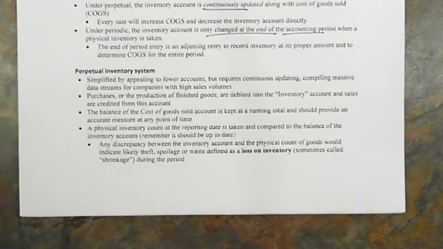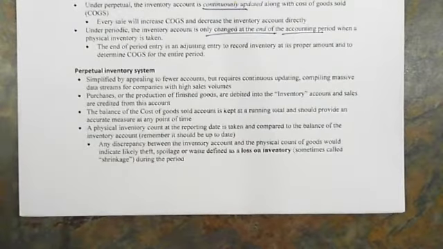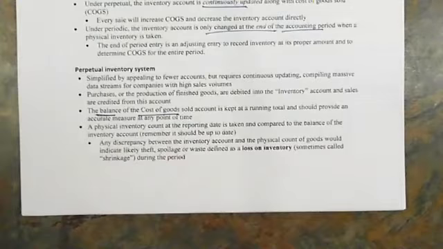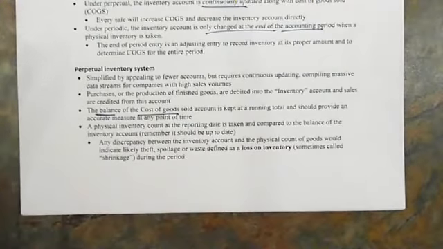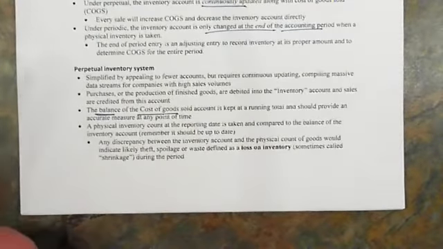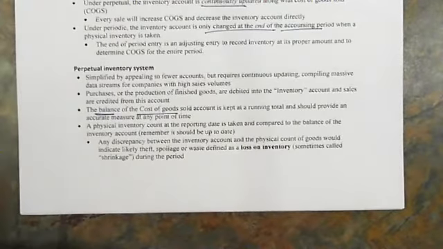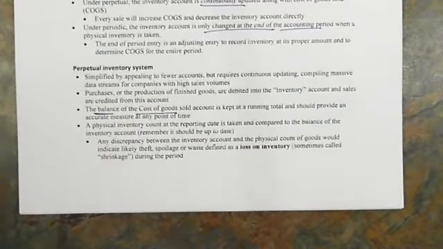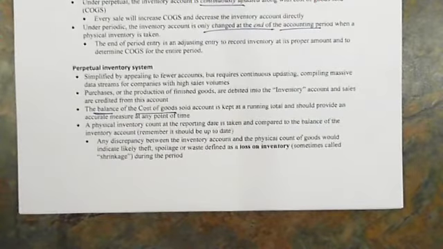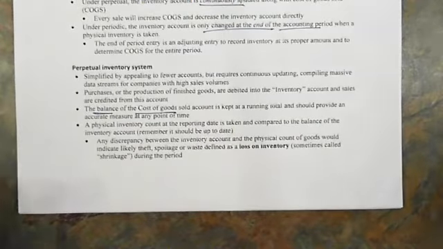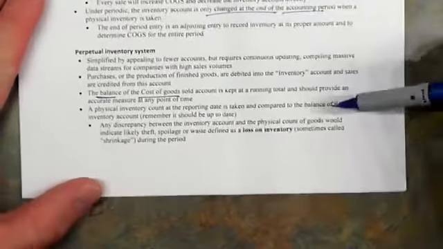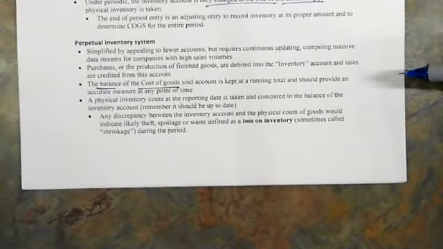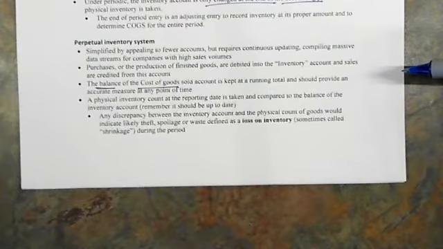Under a perpetual system, as I said, it's continuously updated, so the balance of cost of goods sold should give us an accurate running total at any point in time. We will know precisely at this date what our cost of goods sold figure is. That's going to be in opposition to a periodic system where we do not have a cost of goods sold until the end of the period. At the end of a period in a perpetual system, we do still take an inventory physical count. We do that under both systems.